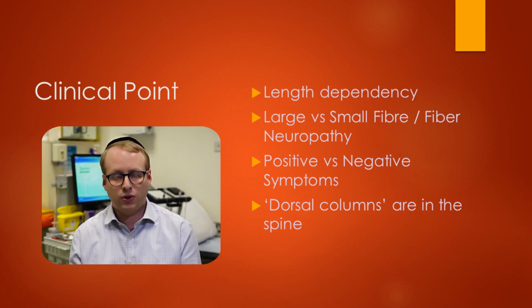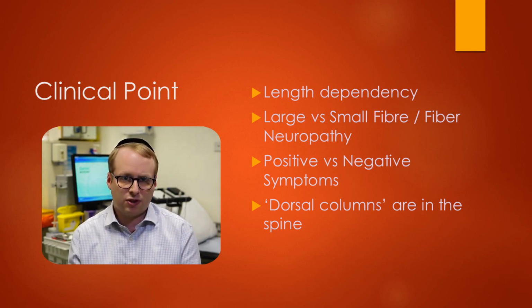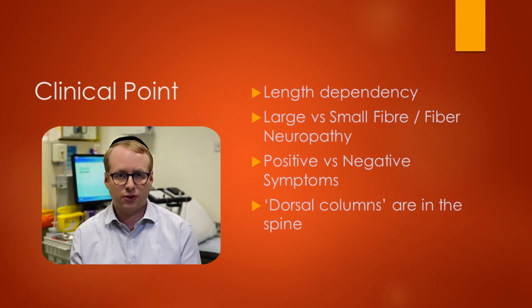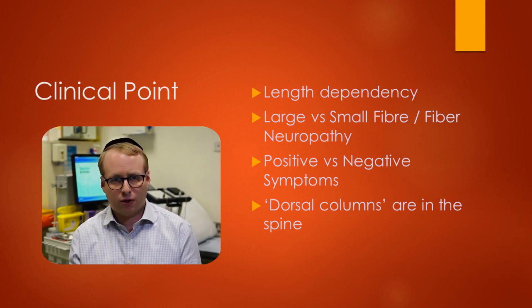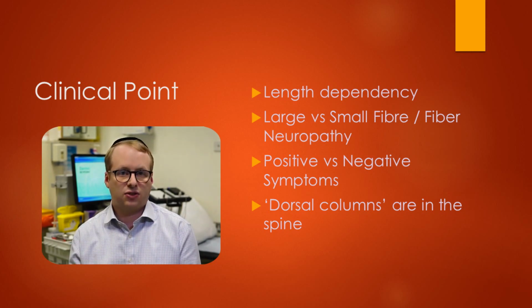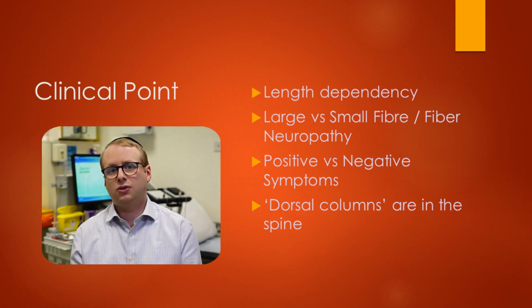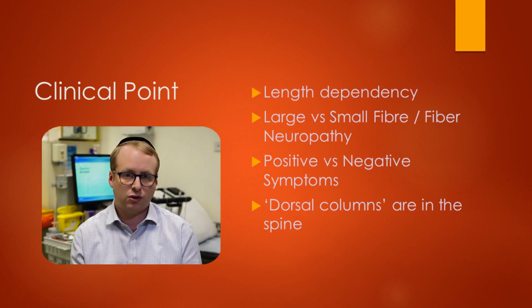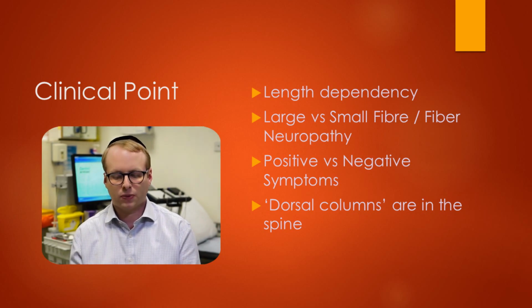But coming on to the next point, which is positive and negative symptoms. The large fibres tend to transmit information about proprioception, vibration and position sense, and so when patients have large fibre neuropathies, they tend to complain of numbness and weakness. Patients who have small fibre neuropathies tend to complain of positive symptoms of pain, dysesthesia, burning sensations. And so these are very good clinical pointers as to what type of neuropathy a patient may have, a large fibre neuropathy or a small fibre neuropathy.